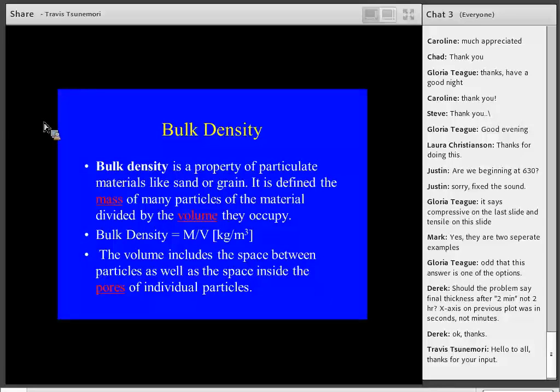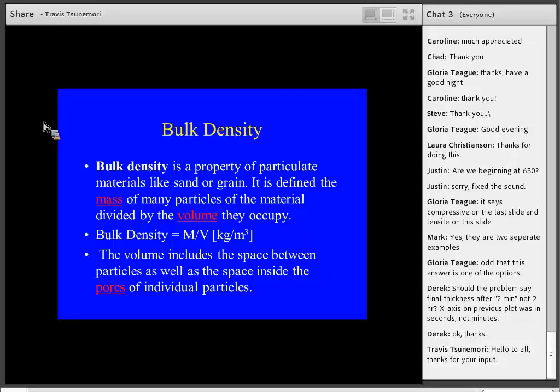Another property that is kind of like flow, but a bit different, is bulk density. Okay, so a property of particulate materials like sand or grain, could also be fertilizers, anything that is granular can have this bulk density, okay? And it is the mass of all those particles divided by volume. So it's a kind of density, but it is not the density of an individual particle. It is a density of the collection of particles.